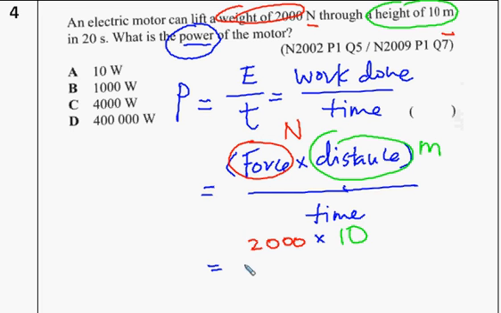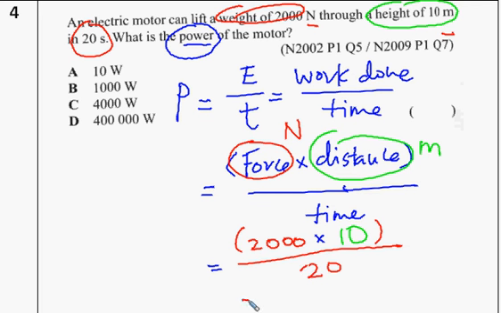The last part, we have already gotten the force times distance. The last part is the time. You notice time is actually 20 seconds. Remember the SI unit for time is seconds, so there's no need for any conversion of units. So I just put down 20.